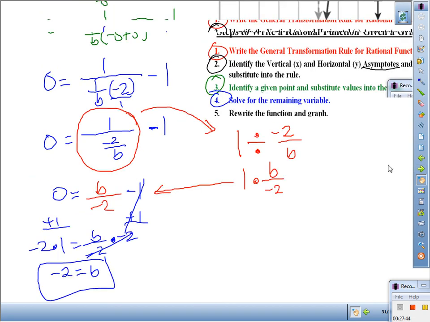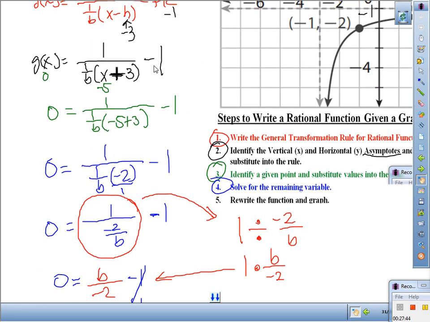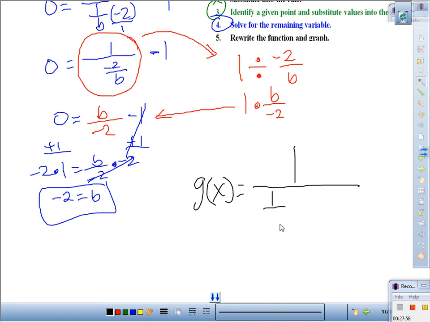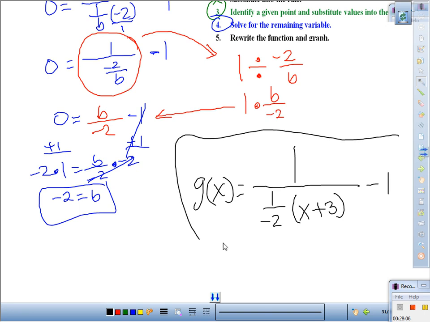All right, so I bring down my function. What was my function? This one. But instead of b, I'm going to write the new value. So here we go. G of x equals 1 over b. What is b now? Negative 2, x plus 3, and at the end, minus 1. And that's my function.